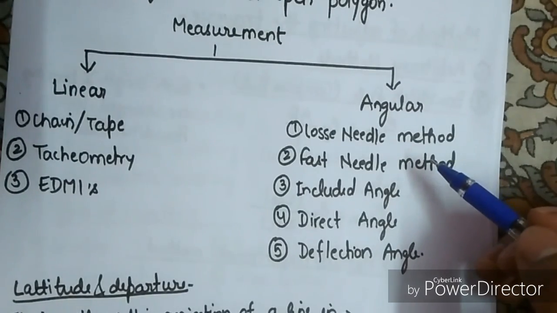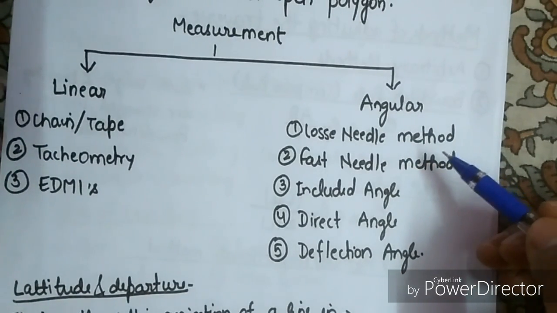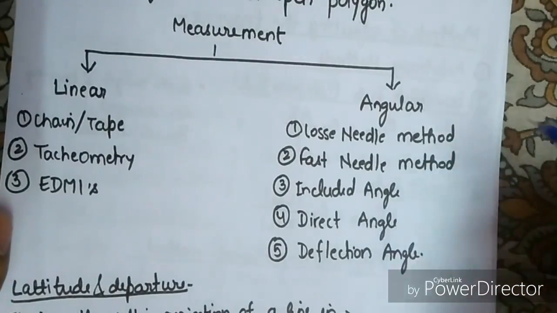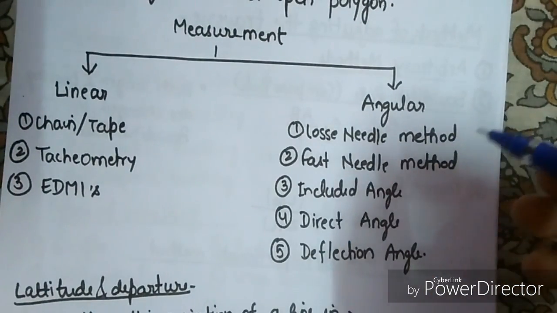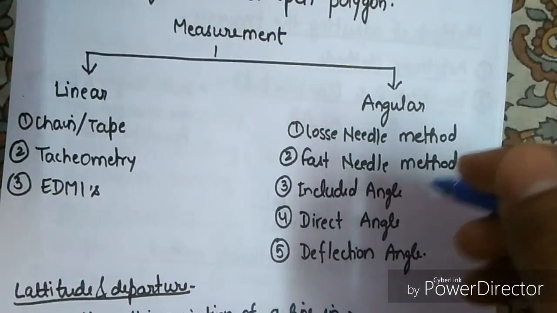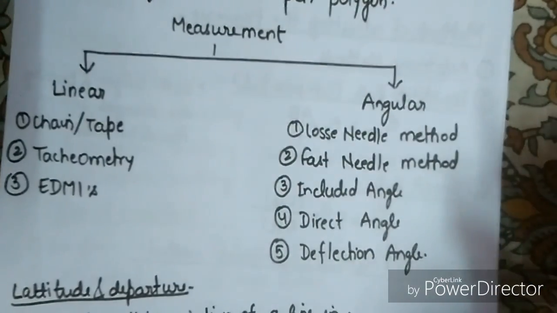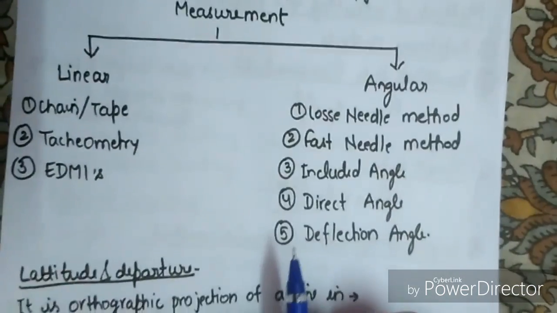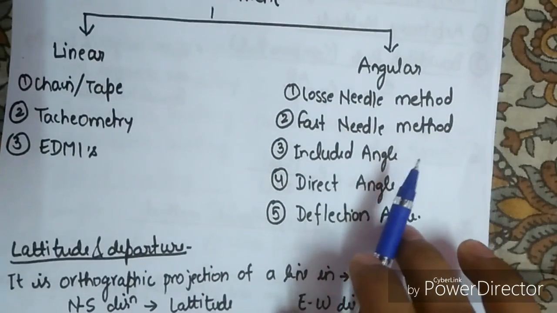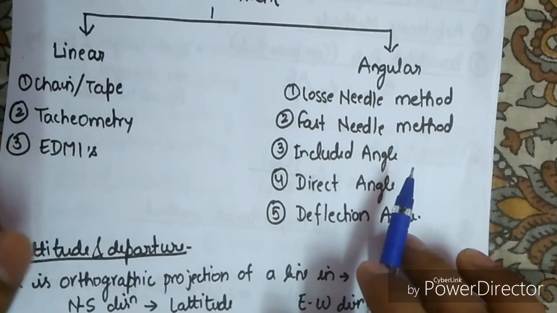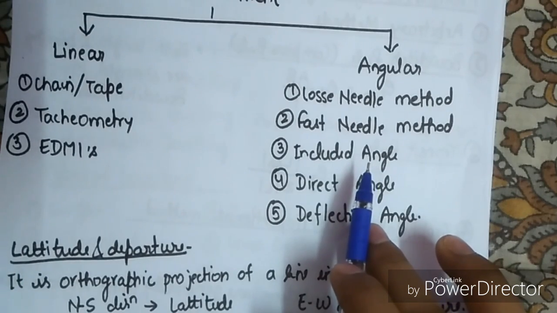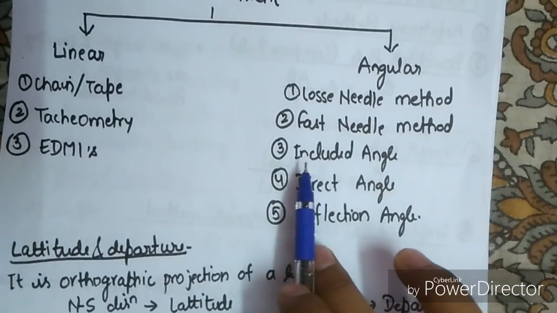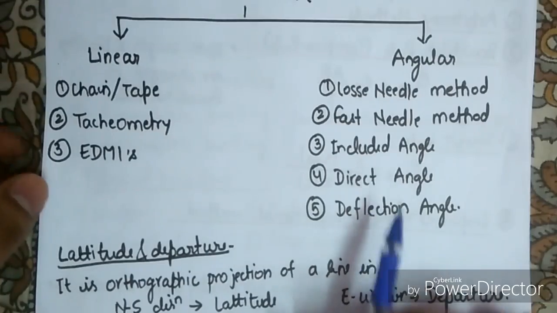The loose needle method is a method in which the magnetic bearing of each line is measured at every traverse station. In fast needle, we measure the bearing at one station only, and at the rest we just find out the included angle. Same concept is there in the included angle method also. All the included angles are determined, and only at the first station we determine the magnetic bearing.